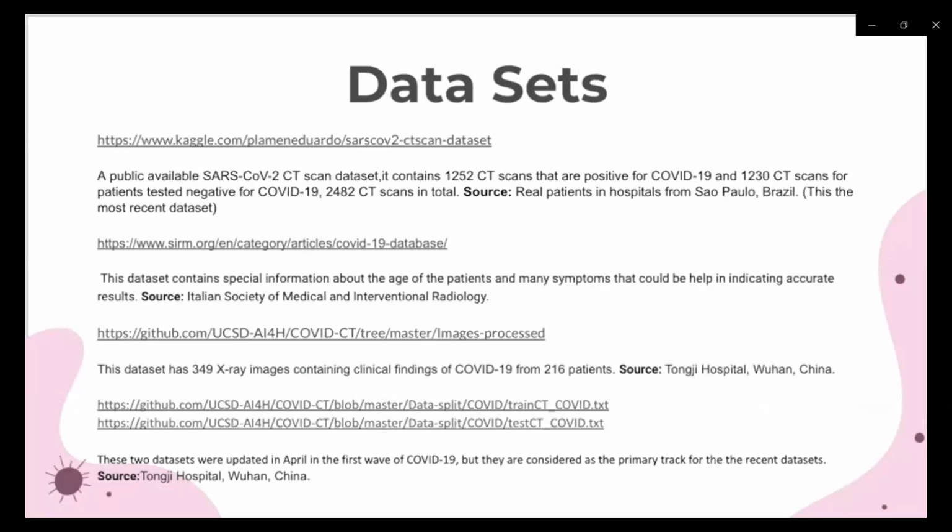I also included the detailed source for each dataset. The second one, the most special thing about it, has more information about the patients, like age, gender, and some symptoms they might have. In our application, we will be asking the user to add some symptoms, so this dataset will be very helpful for us for testing such a thing. The third one has 349 X-ray images, and the last two were last updated in April in the first wave of COVID-19, but we considered them also because they are really organized, and we search more and more for datasets.